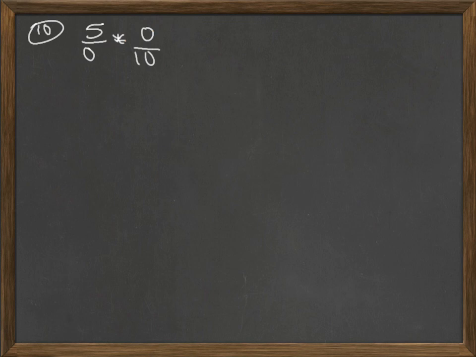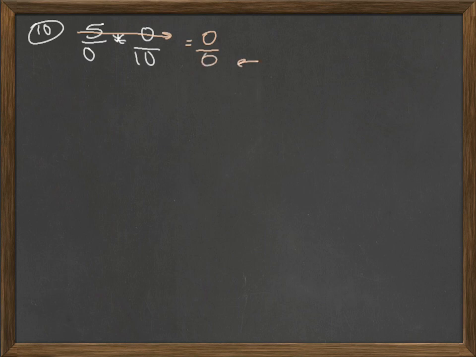Okay, last but not least, we have 5 divided by 0 times 0 over 10. So I really want you to pause this video, think about what the answer is going to be, and then unpause it and see if you're right. Okay, so one method would be to just jump in with both feet and multiply across. Well, anything times 0 is what? It's 0. So 5 times 0 is 0. 0 times 10 is 0.